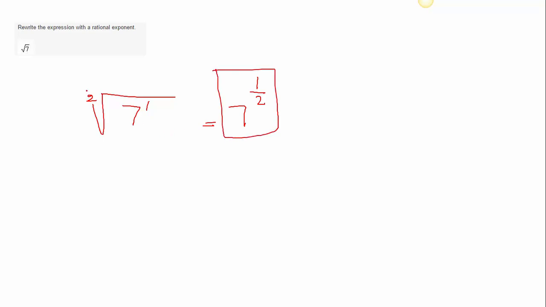Rewrite the expression with rational exponent. So this is called radical notation. This is 1. If there is no index here, it should be 2. So 7 to the power 1 over 2 would be the rational exponent, right? So 1 over 2, 1 over 2. That's called the rational exponent. This is called the radical notation.